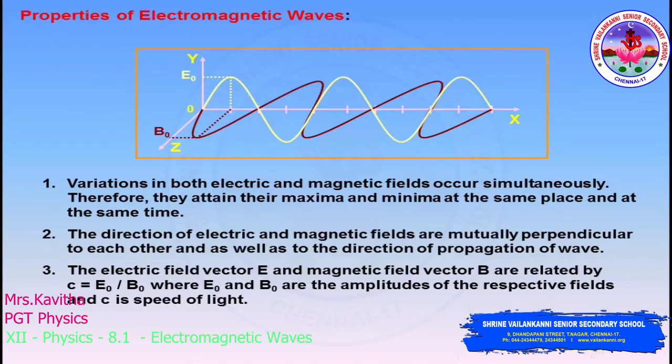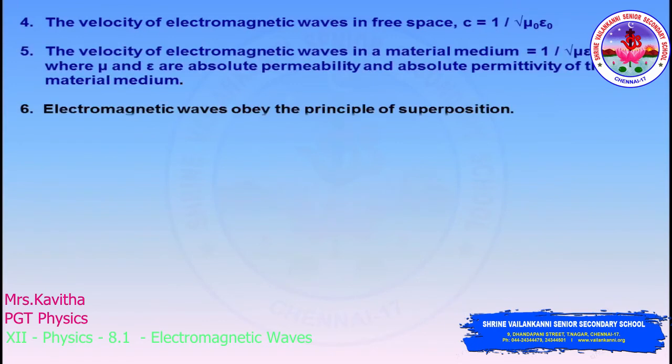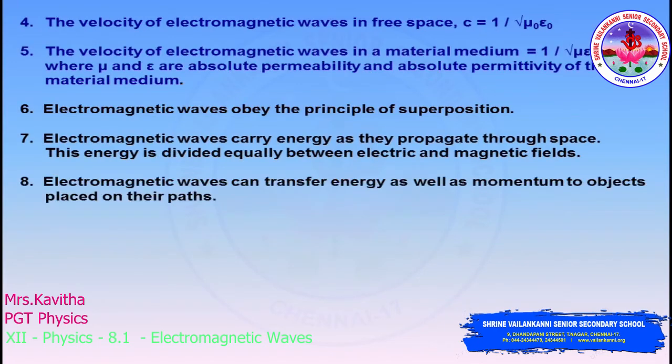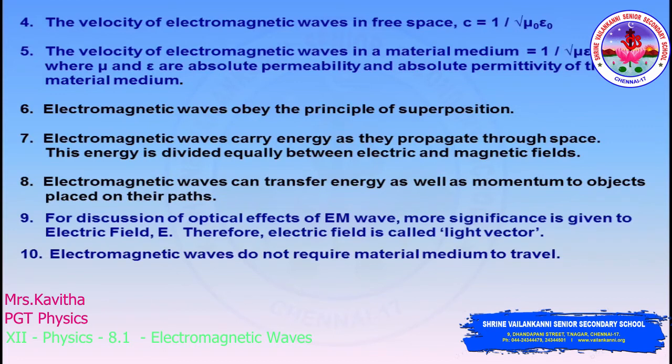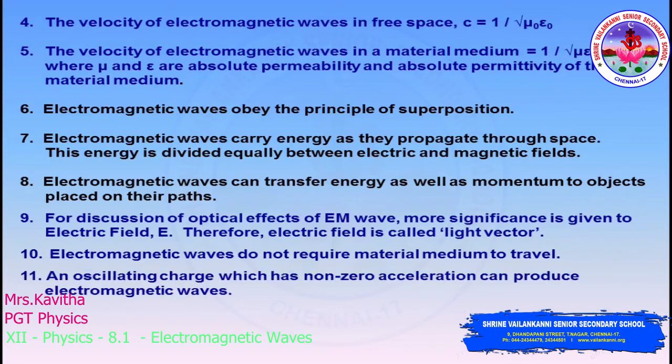In the previous video we explained one of the properties of electromagnetic waves. See, we can say the velocity of electromagnetic waves in free space, c, is equal to 1 by root of mu naught epsilon naught. The velocity of electromagnetic waves in a material medium is equal to 1 by root of mu epsilon. We know that mu and epsilon are the absolute permeability and the absolute permittivity of the free space or material medium.